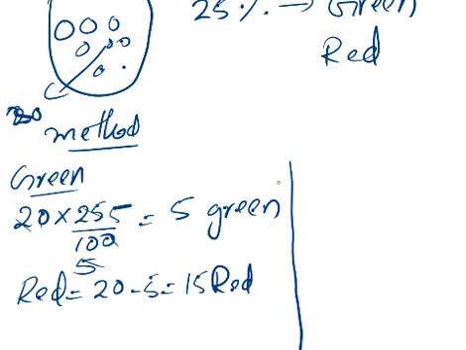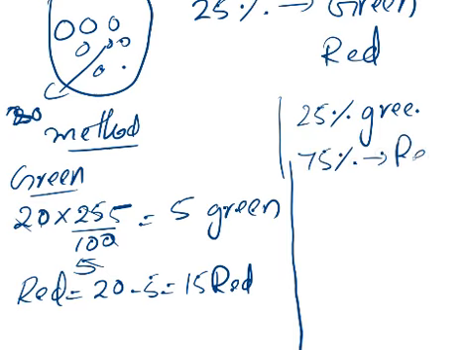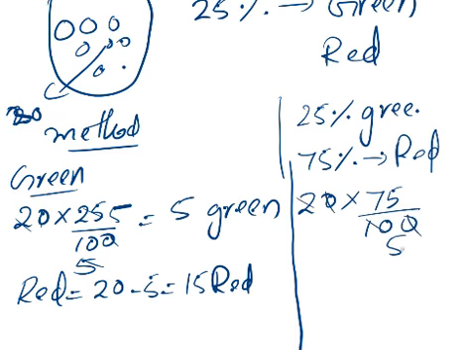Okay, then how can you follow the second method? So 25 percentage green means the remaining 100 minus 25, 75 percentage is red, is it? So how can you find the 75 percentage of total 20 balls? 20 times 75 over 100. So this is equal to, we can cancel the 0. 2 times 5 is 10. Then 75 divided by 5 is 15. So there are 15 red balls. So we can follow any of these methods, so we can get the same answer.